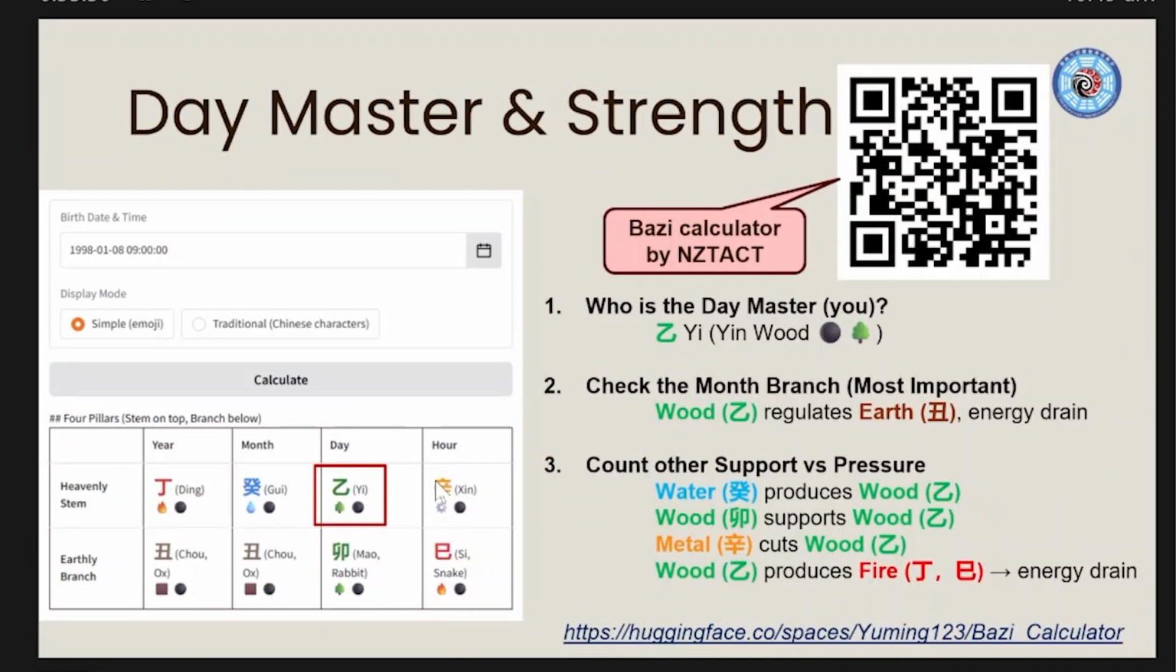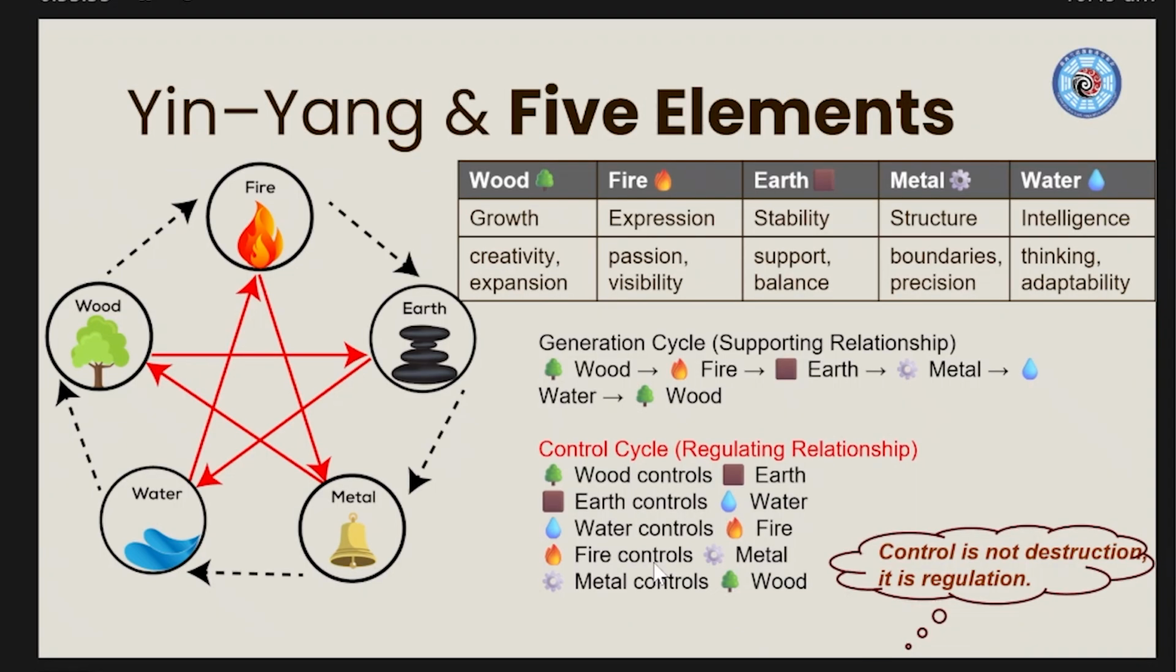And also the metal can cut the wood. So back to the circle here, the metal controls the wood. So that's another type of energy loss for the wood itself.